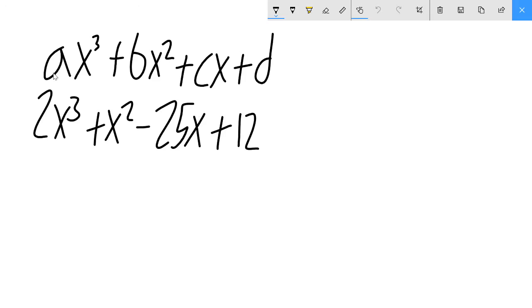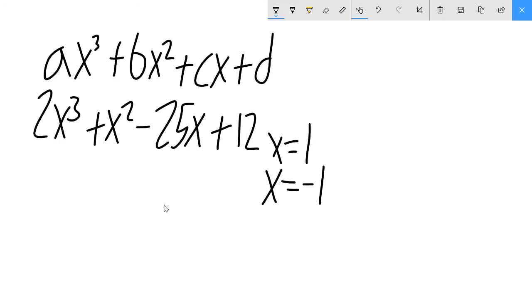Cubic equations can be written in this form: ax cubed plus bx squared plus cx plus d. As you can see, I have an example cubic equation here that I'm going to show you how to solve: 2x cubed plus x squared minus 25x plus 12. So, the first step is to check if x equals 1 or if x equals negative 1.